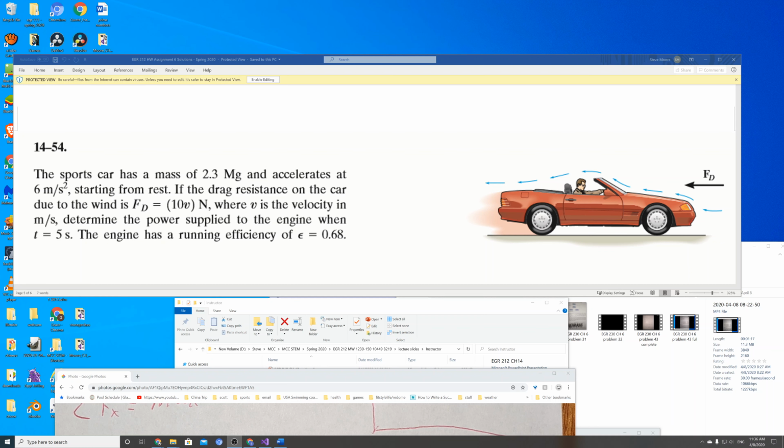It's a function of velocity. It's basically equal to 10 times whatever the velocity is at that point in time, and v is defined in meters per second. We need to determine the power supplied to the engine when t is equal to 5 seconds. So we have a drag that's a function of velocity, and velocity is a function of time. So at 5 seconds, whatever the velocity is will give us the drag force.